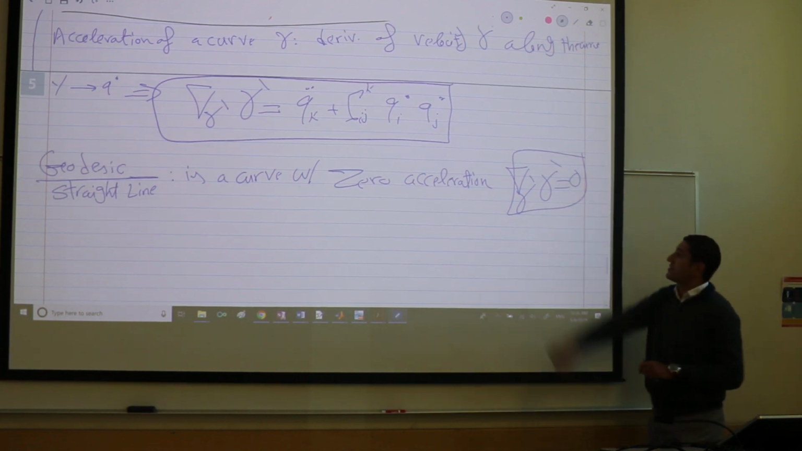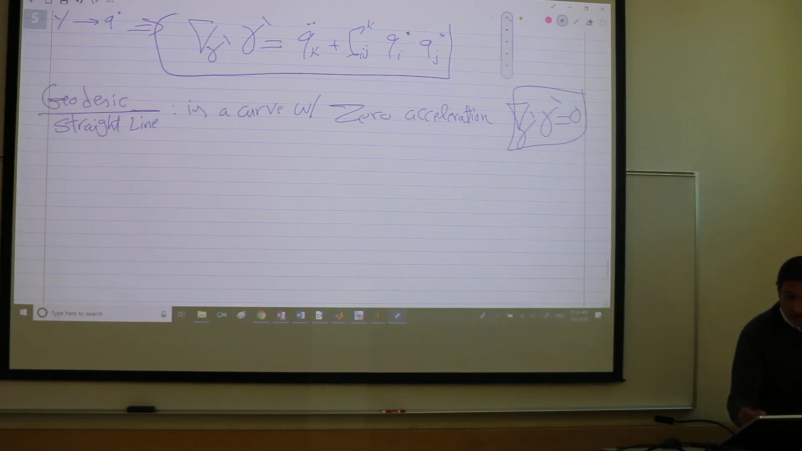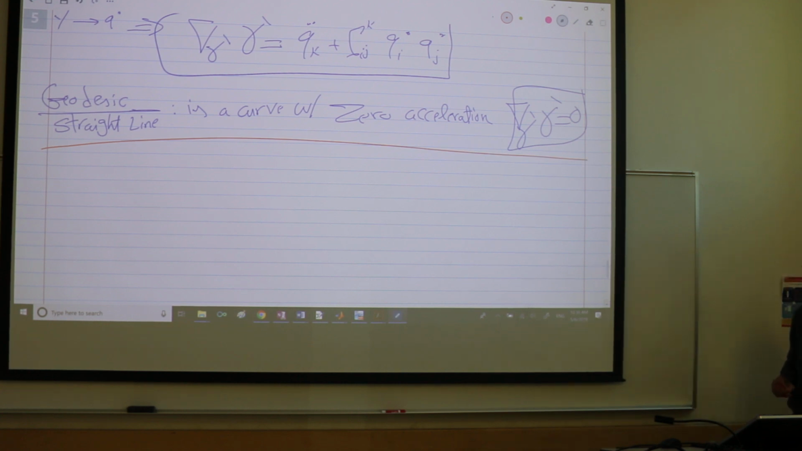I love this equation because it lies in the heart of general relativity. We'll touch upon it next time. Let's have an example.